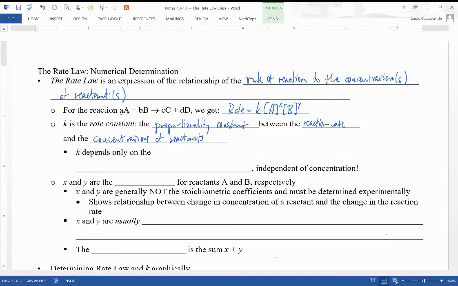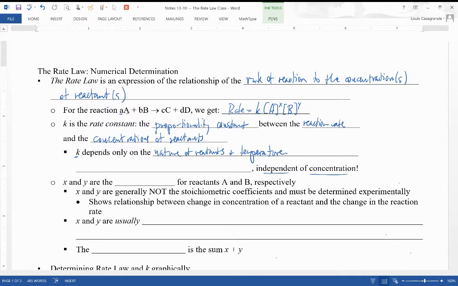So the rate constant k, which is normally indicated by a lowercase k, and if it's typed out, it will be italicized like this, depends on the nature of the reactants and the temperature. If we're doing this right, it should be independent of the concentration, and that's going to be important so that we can actually change concentrations, as you see later on, and figure out what the rate law is.